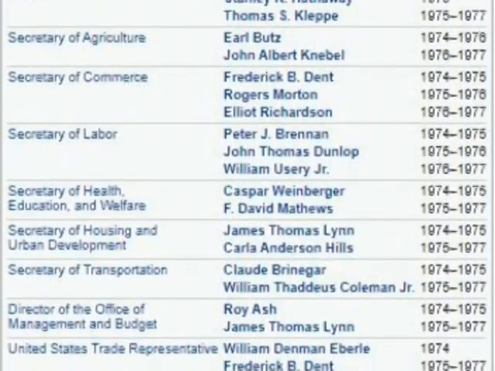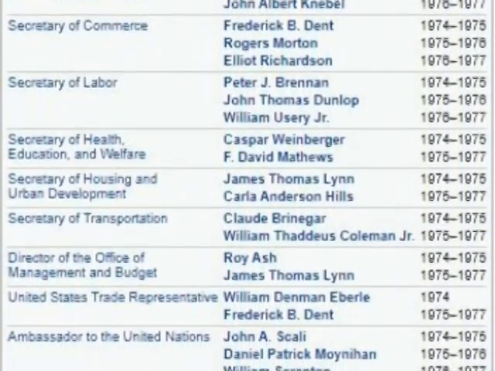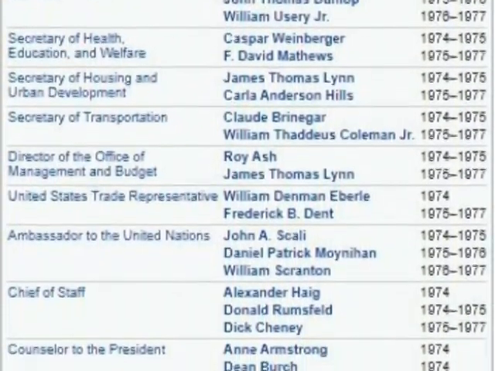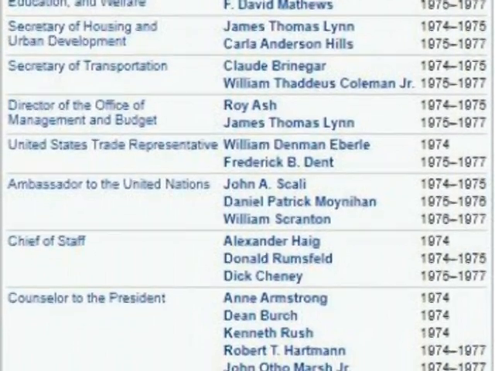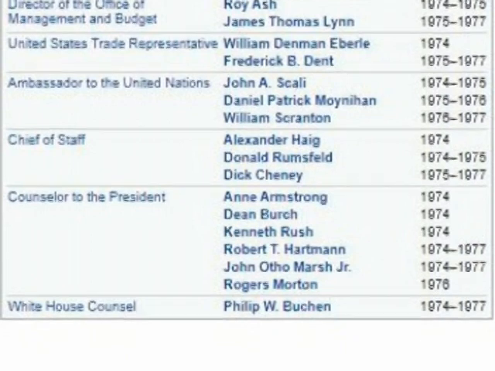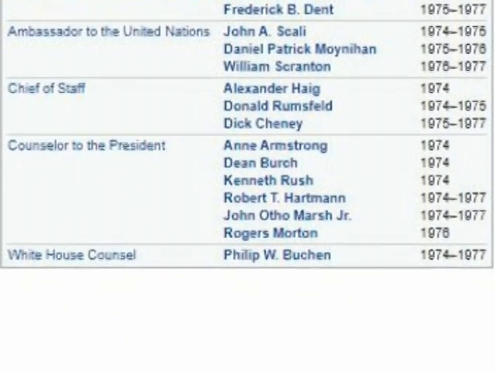The 38th United States President, Ford has the distinction of being the first, and to date the only person to serve as president without being elected to either the presidency or the vice presidency. His presidency ended following his defeat in the 1976 presidential election by Democrat Jimmy Carter.